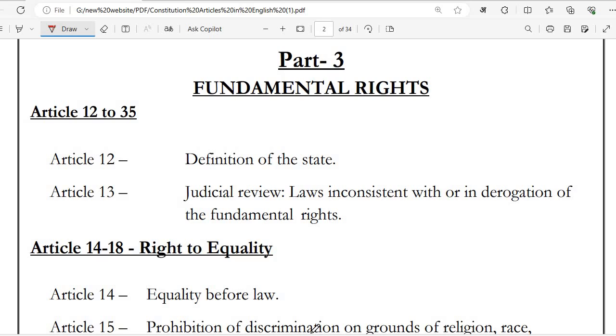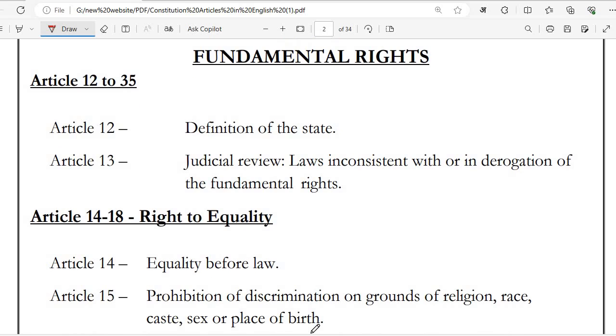And Article 13 says the judicial review of laws inconsistent with or in derogation of the fundamental rights. And this article has been explained under Article 13 clauses 1, 2 and 3. And the term law has been defined, and what the laws are, and if laws are not in accordance with the Indian Constitution, then the Supreme Court can declare them invalid.